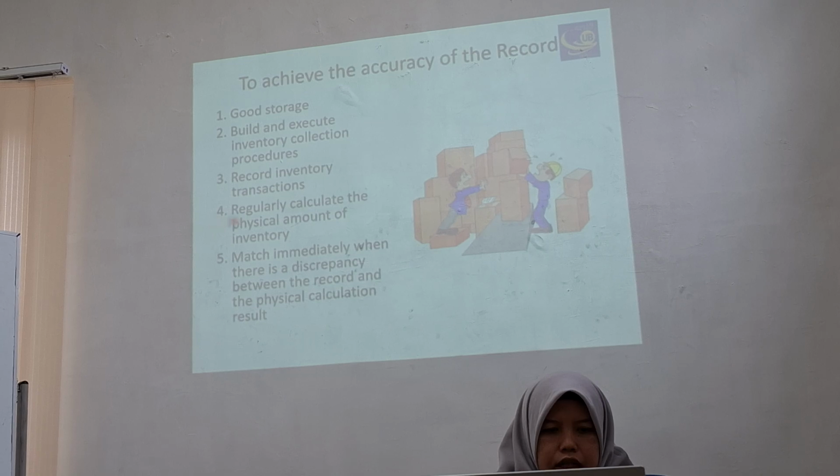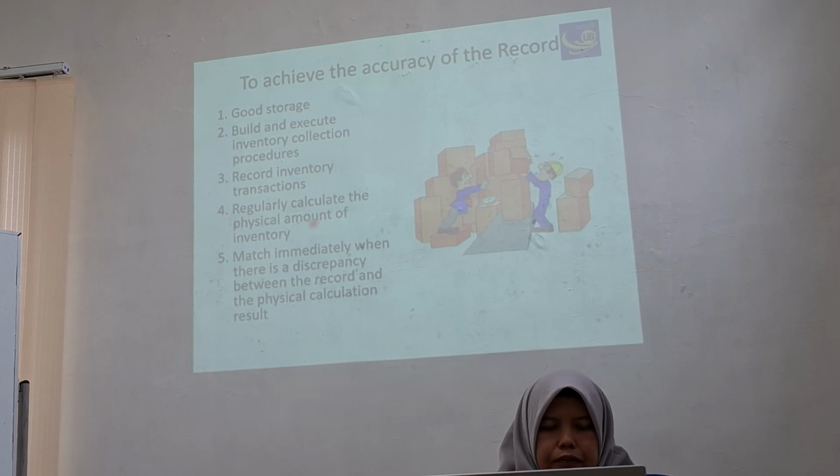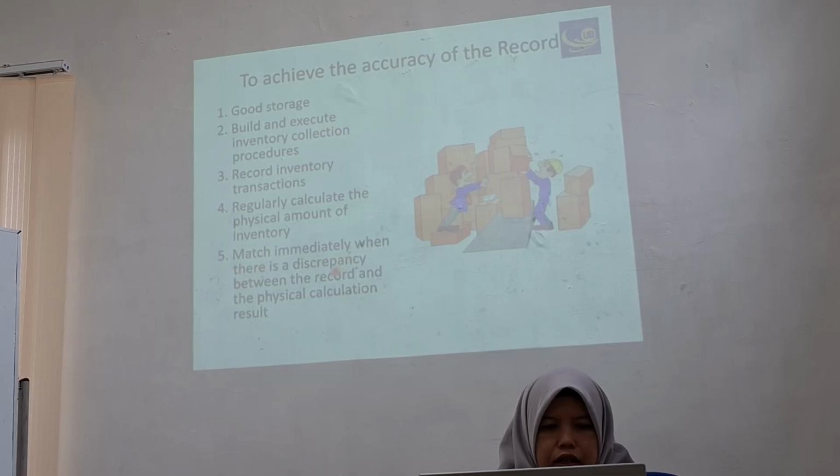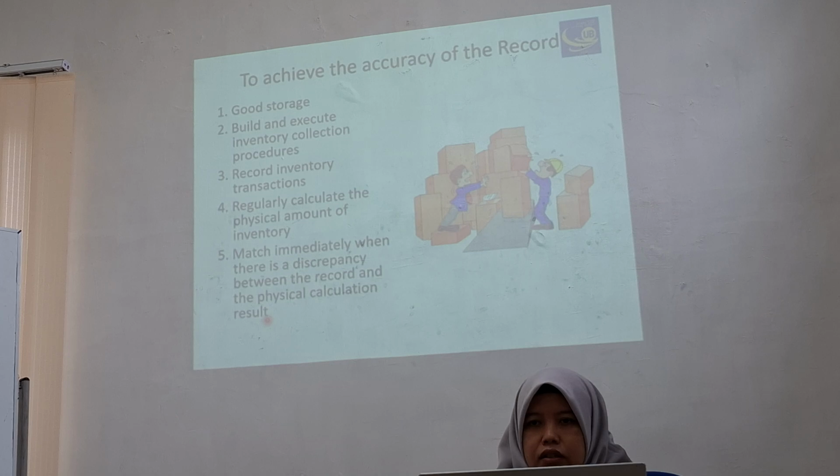For the fourth, regularly calculate the physical amount of inventory to support this, so you know how many units there are in each spare part and product. Fifth, reconcile immediately when there is a discrepancy between the record and the physical calculation result. Sometimes there is such a situation, it is normal.